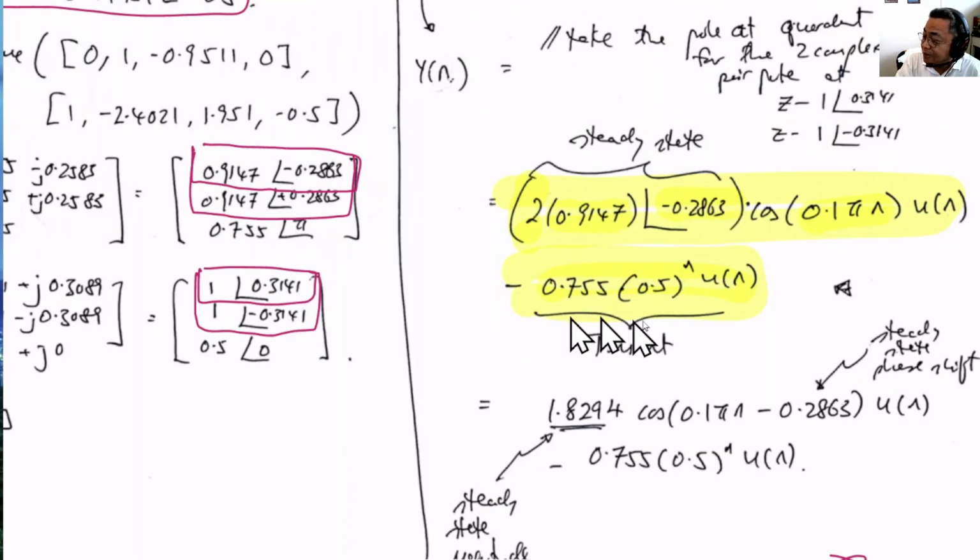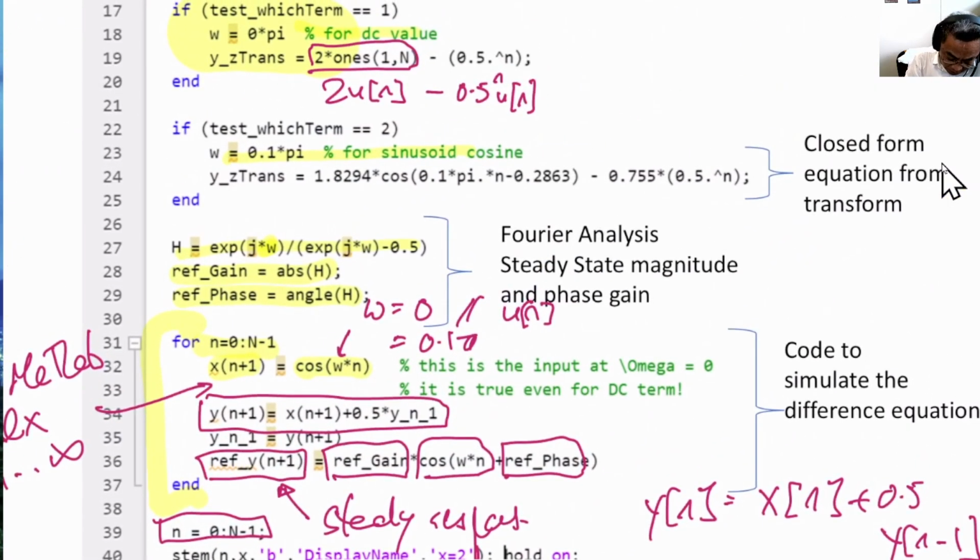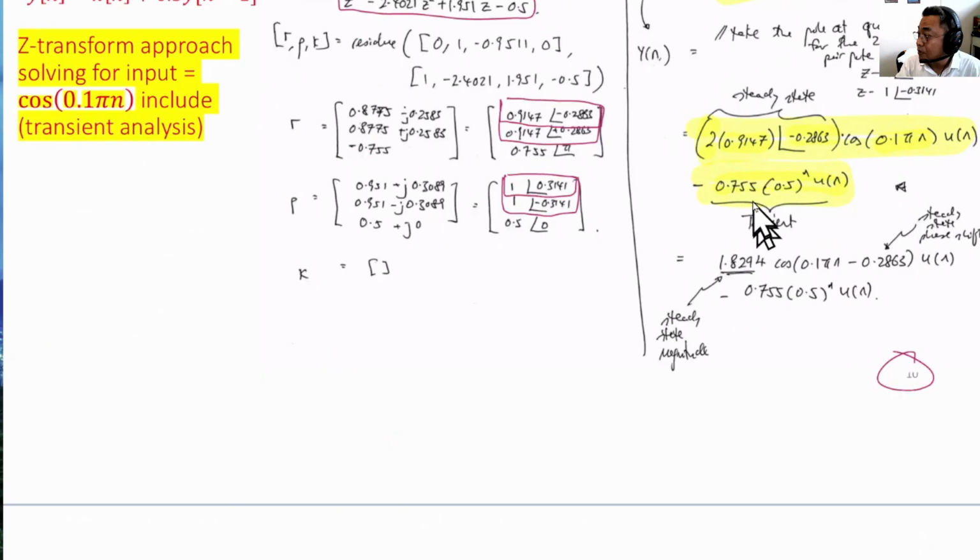Anyway, so we have reduced our equation by inverse Z transform to the time representation, and we see again the transient response here. So where do we see this equation? This equation is exactly here in line 24. This is the steady state gain. This is the original input. This is the phase shift, and this is the transient 0.755 times 0.5 to the power of n, which is here. Okay, so that's it.